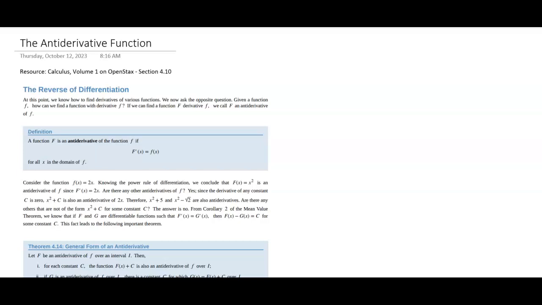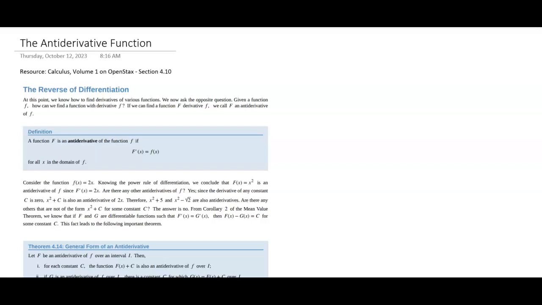All right, we're going to journey into the next and final big topic in Cal 1, and that's going to be antiderivatives. So the name leads to exactly what we're going to be doing. We're going to be undoing derivatives.